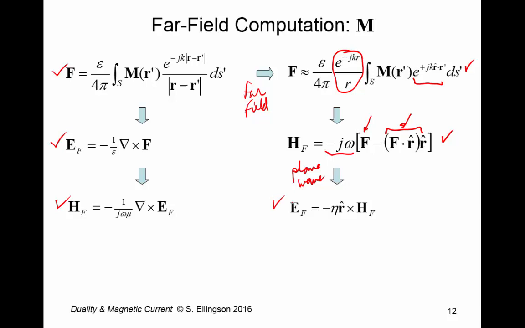I'll also note that frequently we just want E. We don't always want both H and E. So if you want to get E directly, a quicker way to do this is simply to get F and then invoke this expression, j omega eta r hat cross F. That's a quicker way to get the electric field in this case.